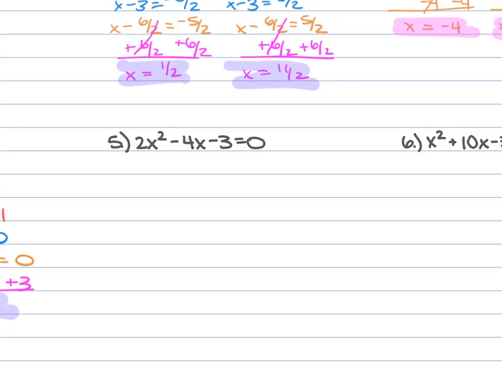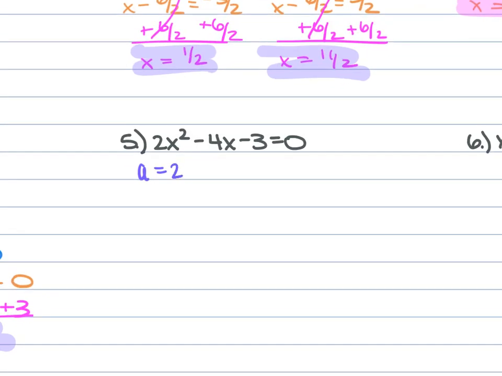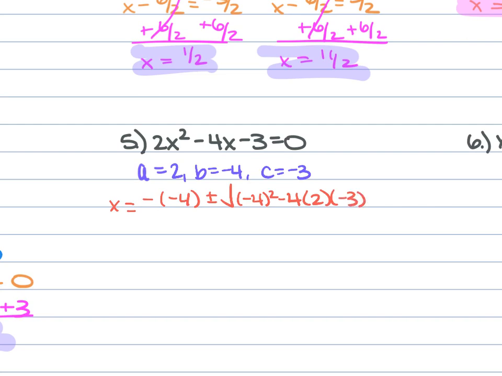For 5, we have 2x squared minus 4x minus 3 is equal to 0. I'm going to use my quadratic formula. So a is 2, b is negative 4, and c is negative 3. So x is equal to a negative times negative 4, plus or minus the square root of negative 4 squared, minus 4 times 2 times negative 3, all over 2 times 2.